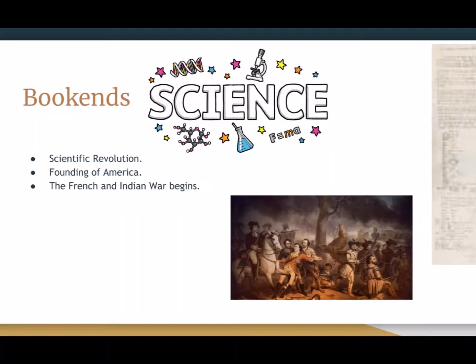Here are the bookends for the end of this time period. The scientific revolution has been going on all throughout this time period, but it really started to pick up towards the end, and it's where science really came to be what we know it as today. The founding of America happened early on in period 5, but the seeds were planted in period 4. The French and Indian War began right after this time period ended, after tensions building between the French and the British. And it was a war between the French and the Native Americans versus the British.